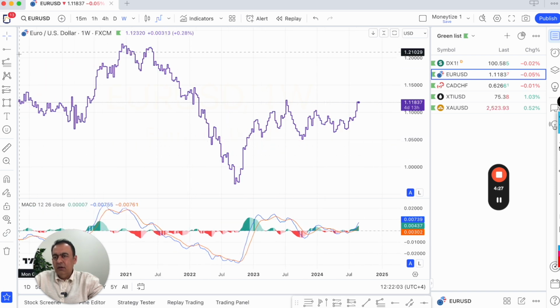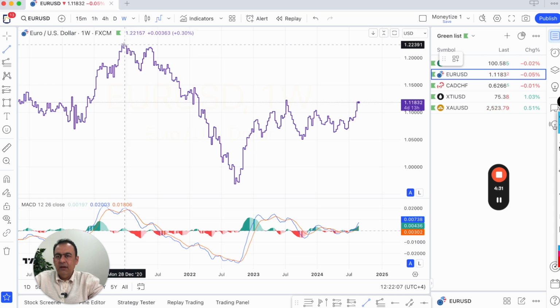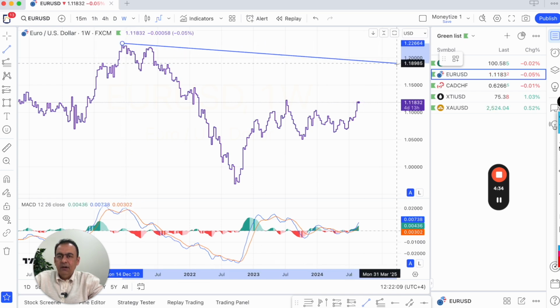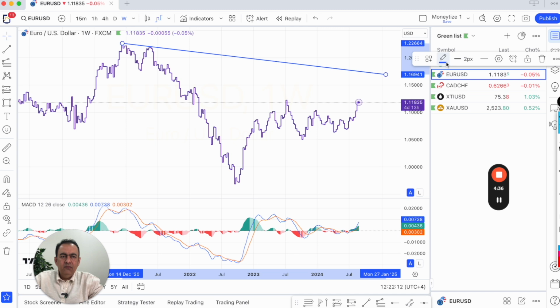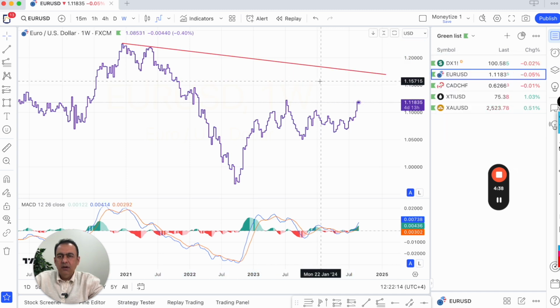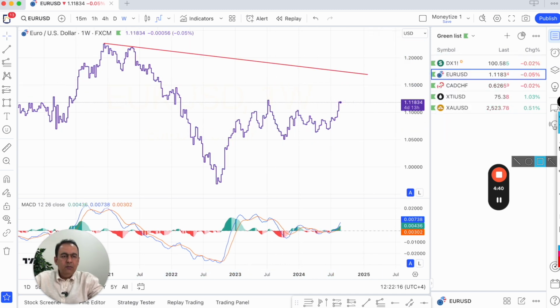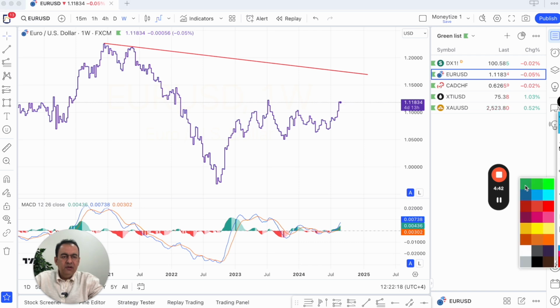So what I've done here on the weekly time frame, first I've connected the falling trend line. By connecting the high and the lower high, we got the falling trend line, which is resistance for the market. And now I'm going to apply fib extension in the bullish direction.